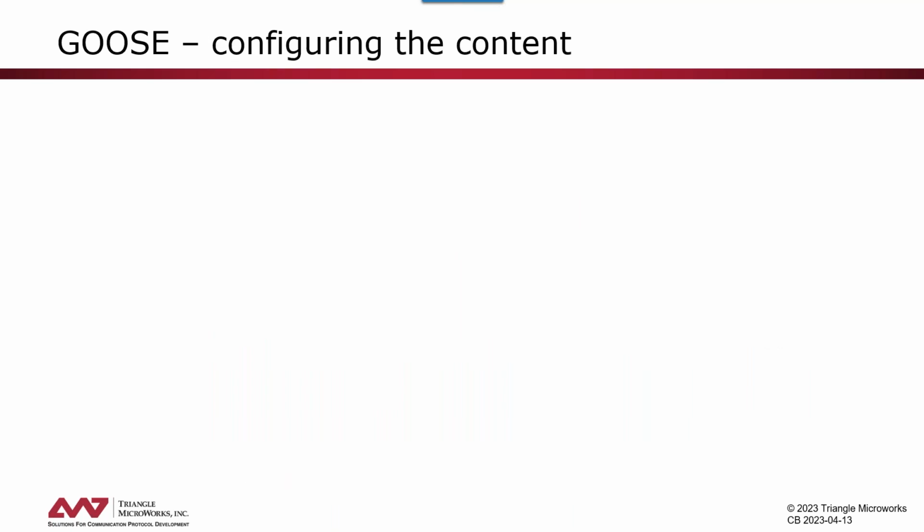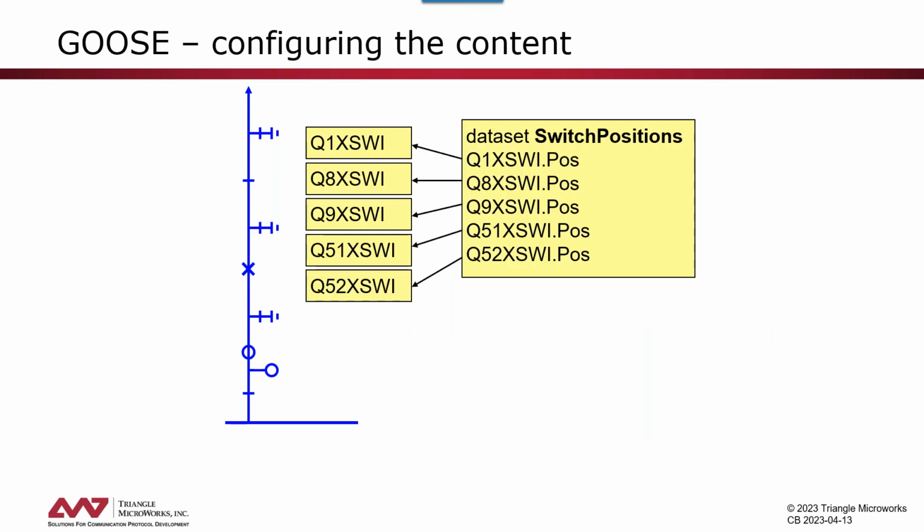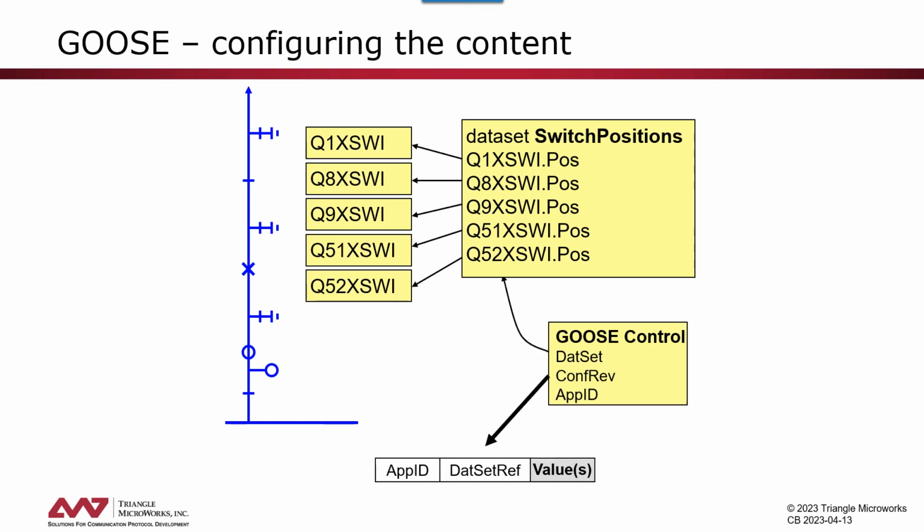The content for GOOSE is configured similar to the reporting. We have as well the data set. Instead of having a report control block, we have a GOOSE control block. But besides that, everything is more or less the same.